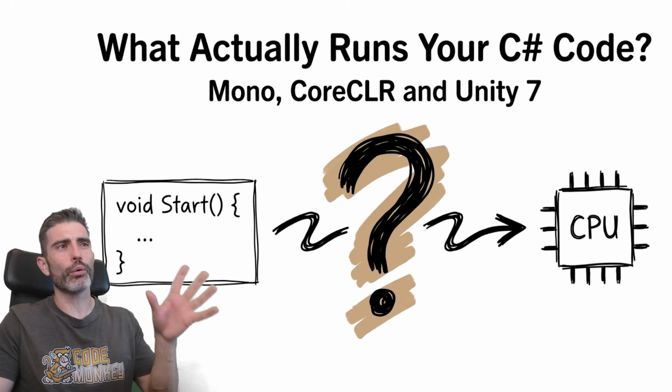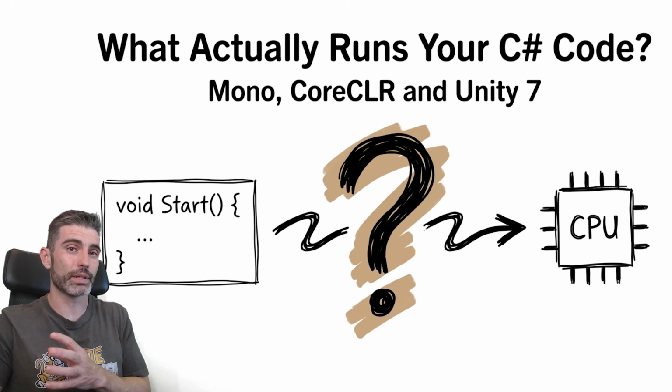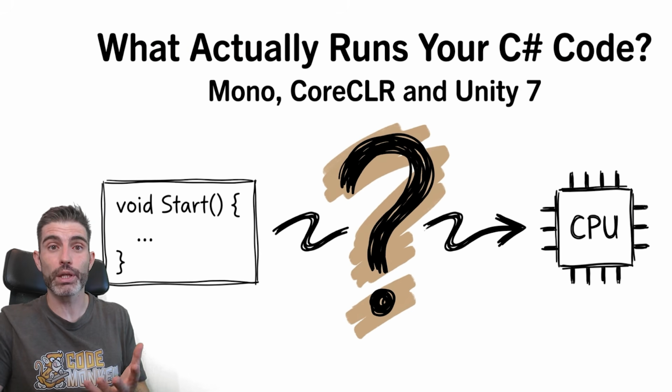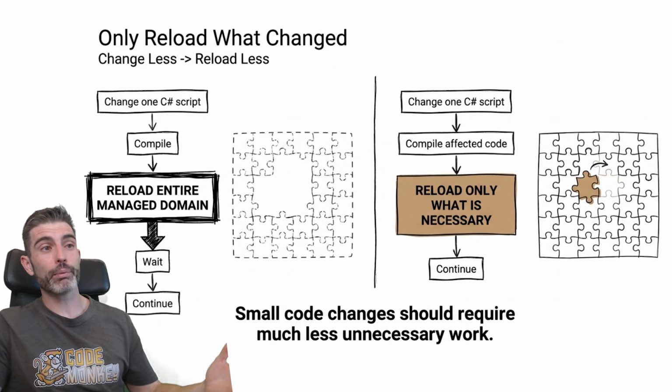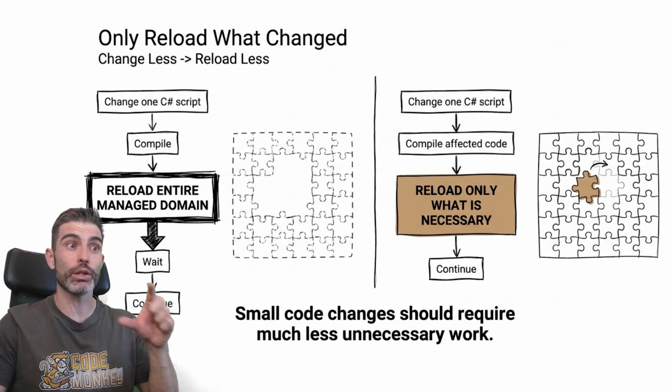Essentially, this is all about how Unity actually runs your C# code. And before I explain what exactly CoreCLR is and how it makes things different, let me first talk about the benefits. Let me first talk about how awesome things will be once Unity 7 comes around. So one of the big benefits is this one right here. Thanks to CoreCLR, code will be recompiled only for exactly what changed.